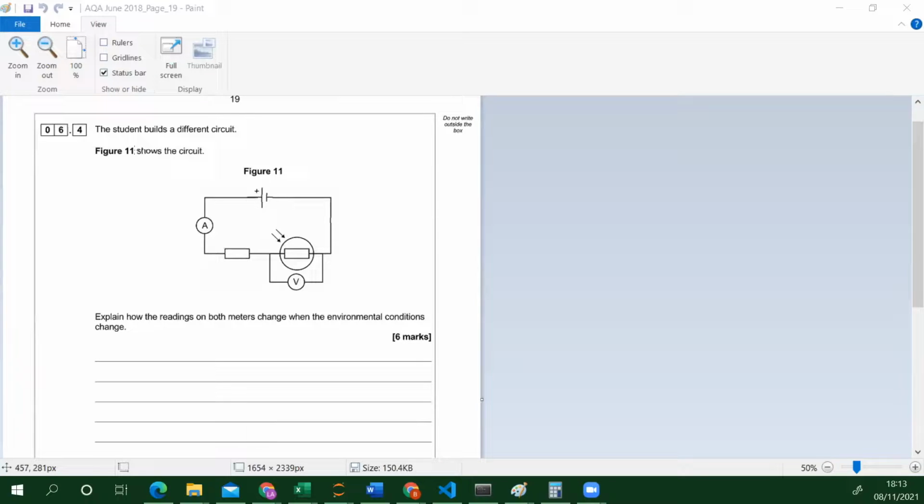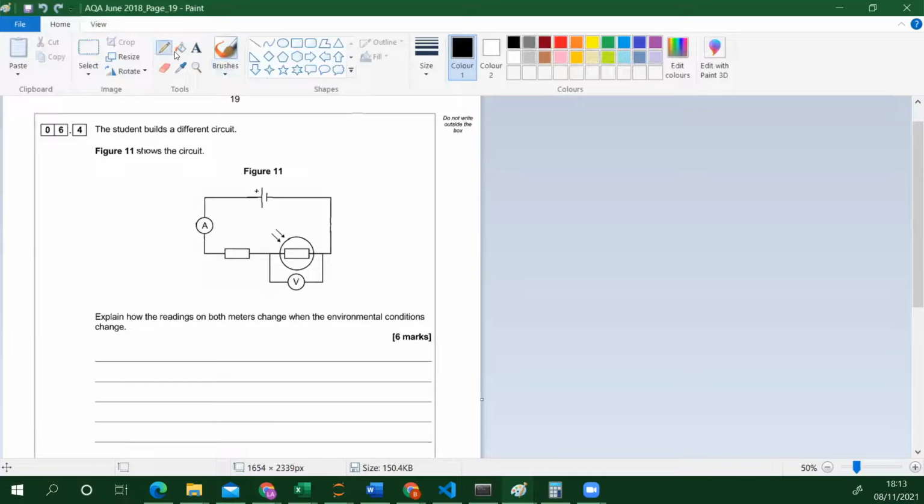The student builds a different circuit. Remember, the circuit from before had similar lamps in it, but this is a completely different circuit, so don't worry about that one. Right, so let's label this. So I've got my on-screen pen to label this.